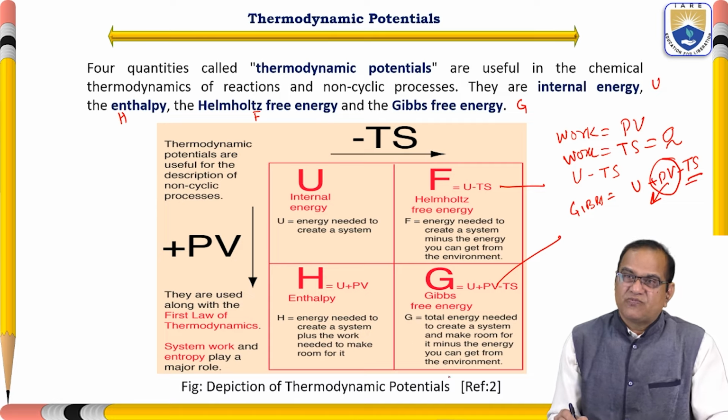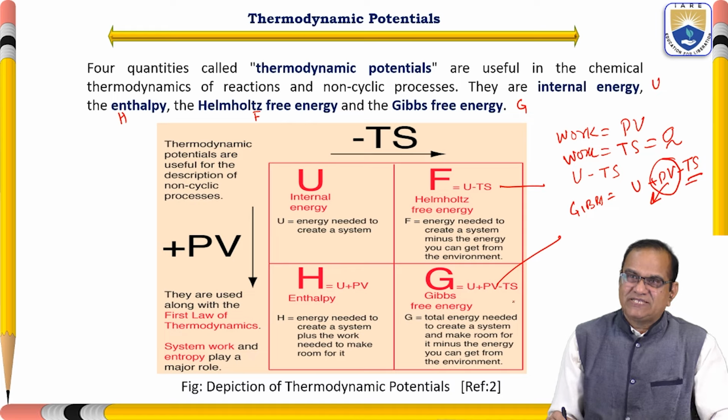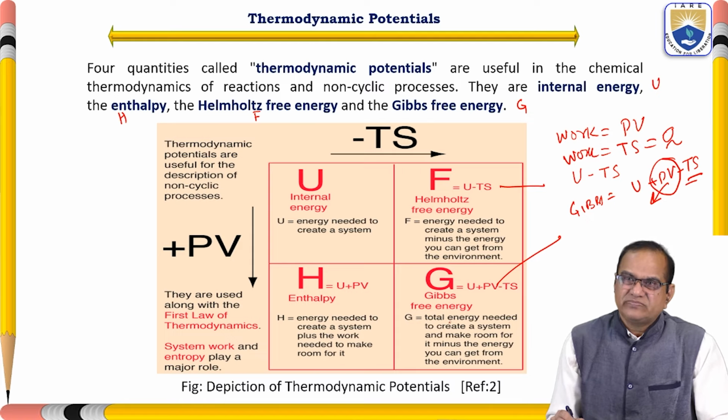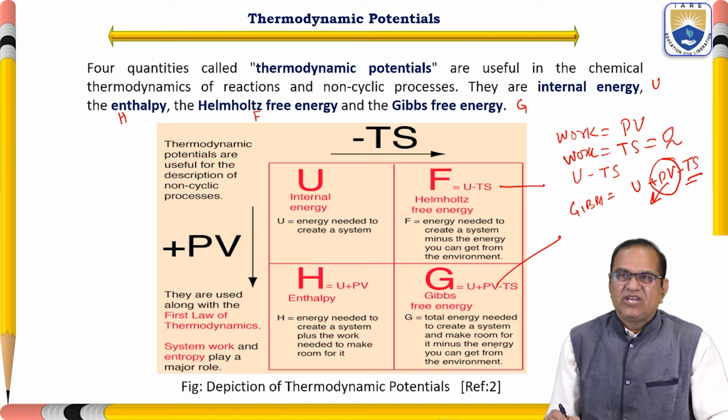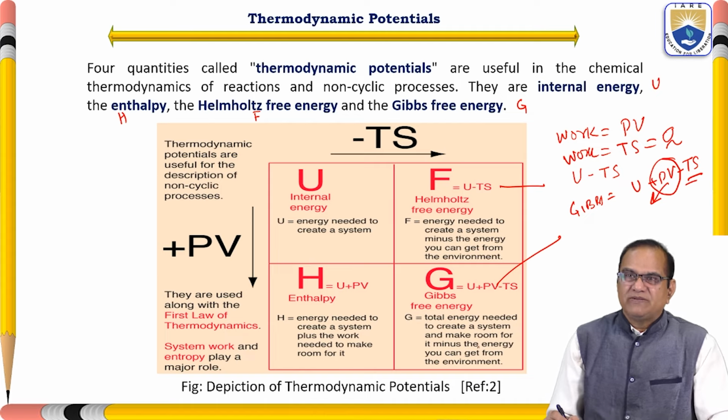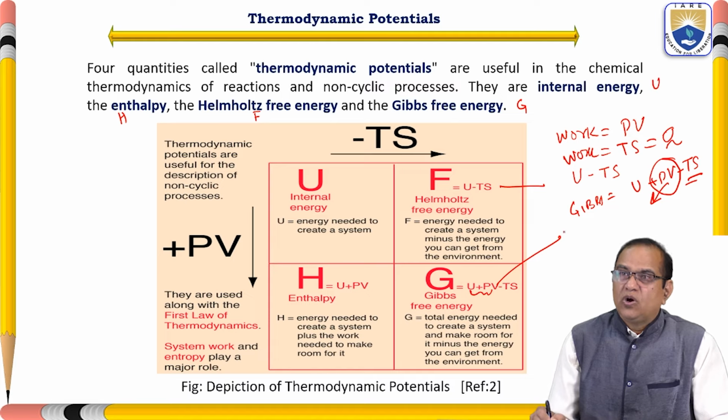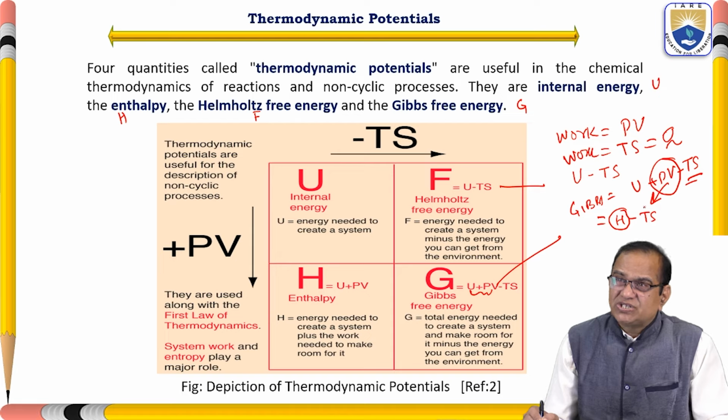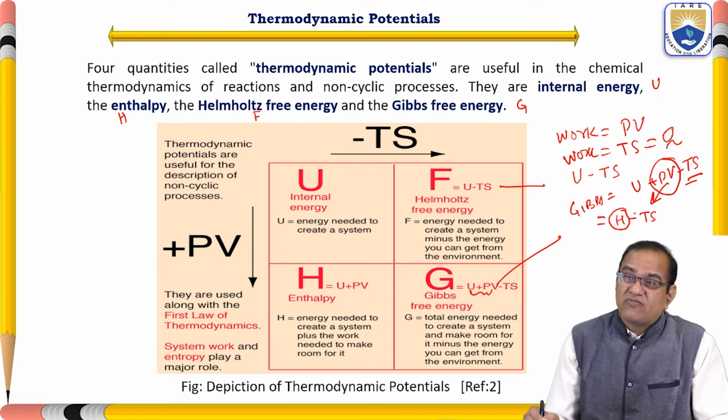If you talk about the Gibbs free energy, that is U plus PV minus TS. So this G is equal to the total energy needed to create a system and make room for it, minus the energy you can get from the environment. So here in Gibbs, this is the H, and we can also write H minus TS. So this H is equal to U plus PV.